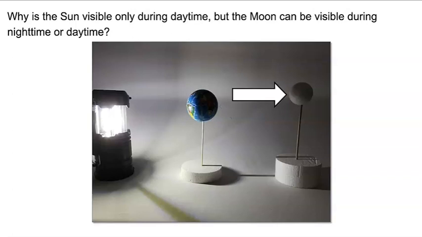But what about the moon? How can the moon be visible during nighttime or daytime? I wonder if the moon is sometimes on the nighttime side of Earth and sometimes on the daytime side of Earth. How can we position the sun, Earth, and moon so that the moon is visible during daytime?